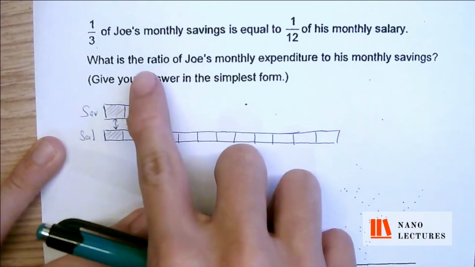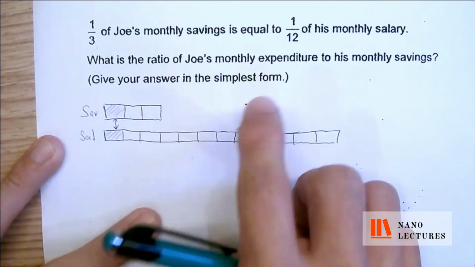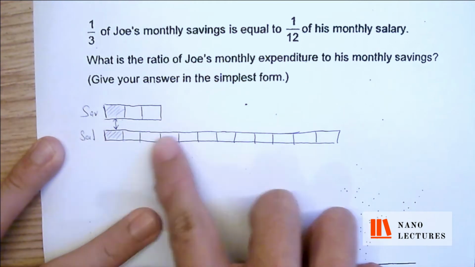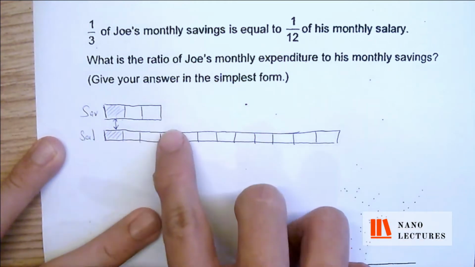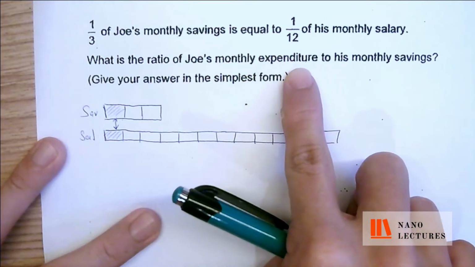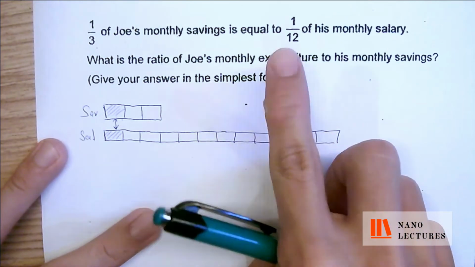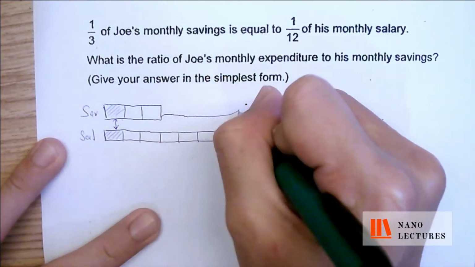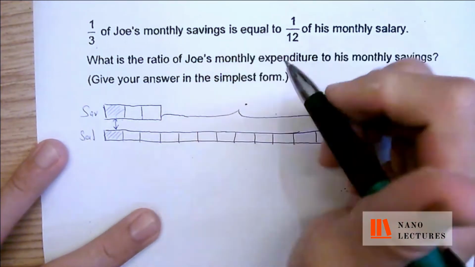Then they ask what is the ratio of Joe's monthly expenditure. If out of the entire salary, he saved 3 units out of the 12 units, which means that the rest of the units, which are 9 units, is his expenditure, right? So expenditure means how much he spent. He spent 9 units. So from here to here will be expenditure.